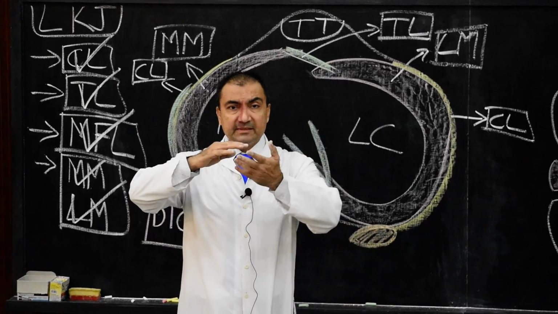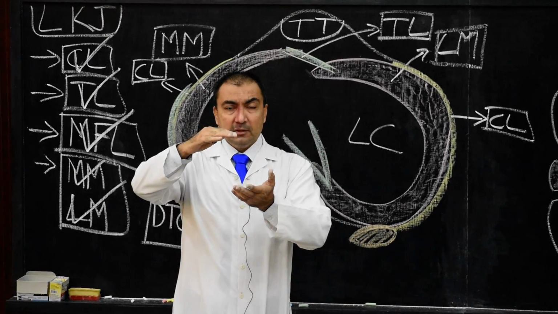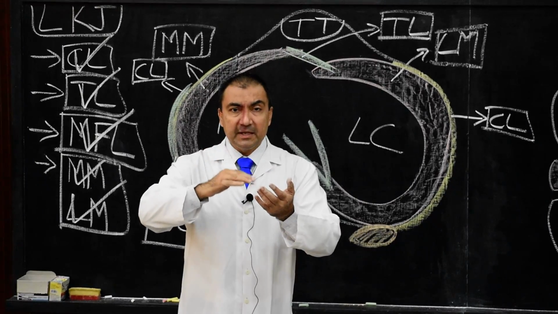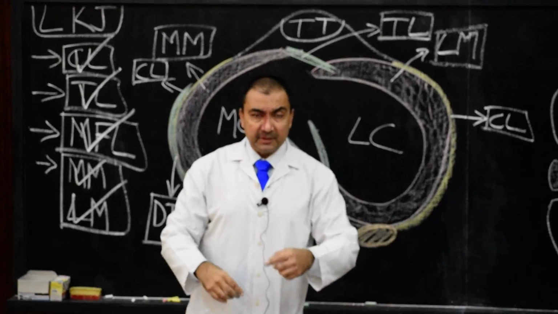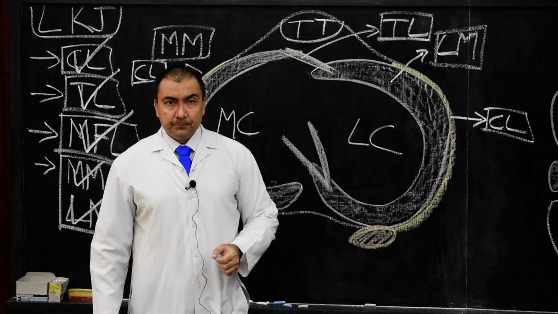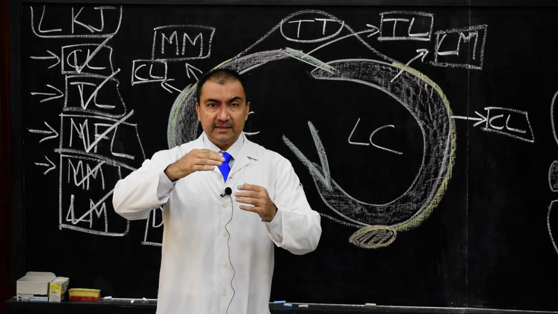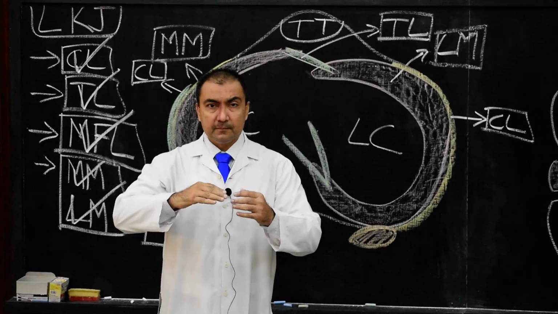What are those two compartments? Upper compartment, which is called the meniscofemoral compartment. Lower compartment, which is called the meniscotibial compartment. Once again I repeat. Menisci, medial and lateral menisci, will divide the entire knee joint into meniscofemoral compartment and meniscotibial compartment.